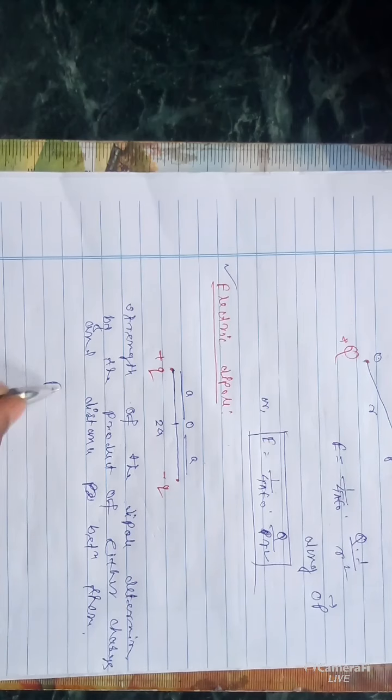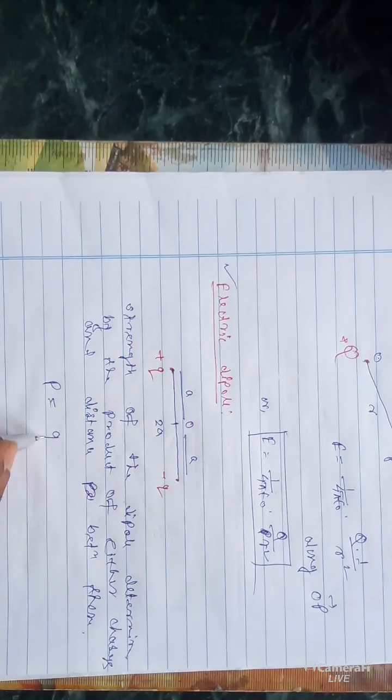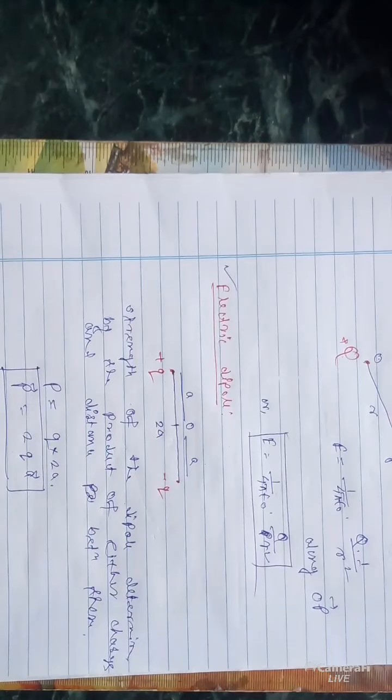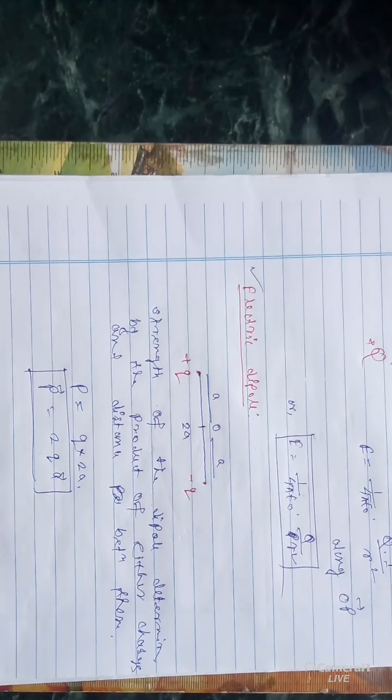The dipole moment is denoted by P. P is a vector quantity. P is either charge, Q, one charge you have to take, multiplied by 2a. So as a vector quantity, P is equal to 2Qa, and it is directed from the negative charge to the positive charge. Clear? Very important, the electric dipole moment. This will give the strength of the dipole.